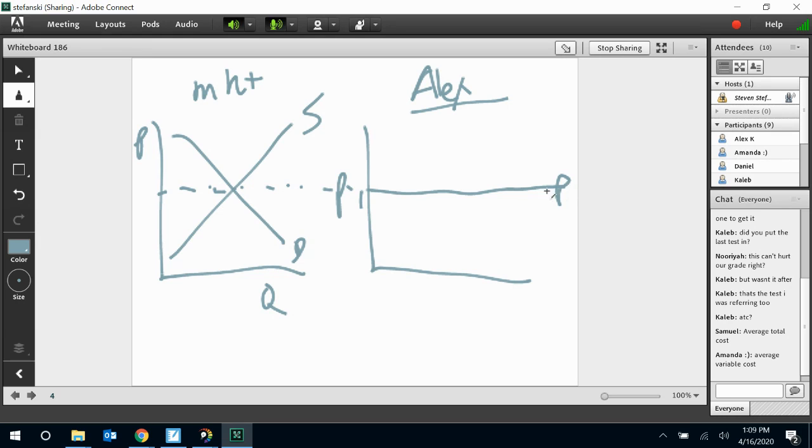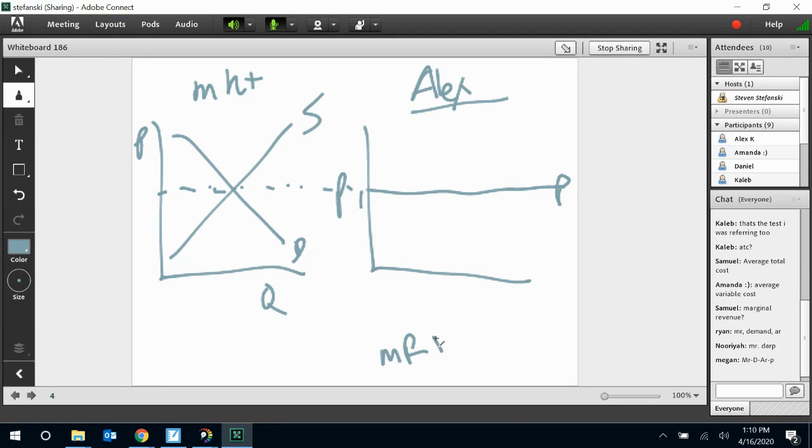Okay. What else is this curve, this perfectly flat, perfectly elastic curve? What else does it represent for Alex's firm? Marginal revenue. Yep, if you remember, it's Mr. DARP. Mr. DARP means it represents the marginal revenue curve, the demand curve, the average revenue, and the price. All of those are this curve right here.